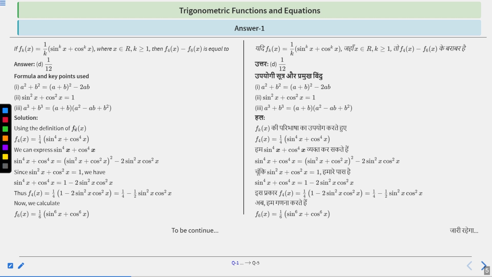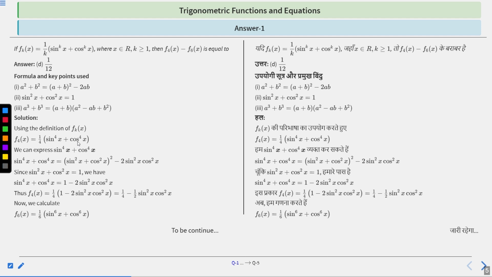The formulas and key points which we have used in this question: we know that first, a square plus b square can be written as (a plus b) whole square minus 2ab, right? Second, this is simple: sin square x plus cos square x is equal to 1. Third formula is a cube plus b cube is equal to (a plus b) into (a square minus ab plus b square), right? So these three formulas we will use in this question.